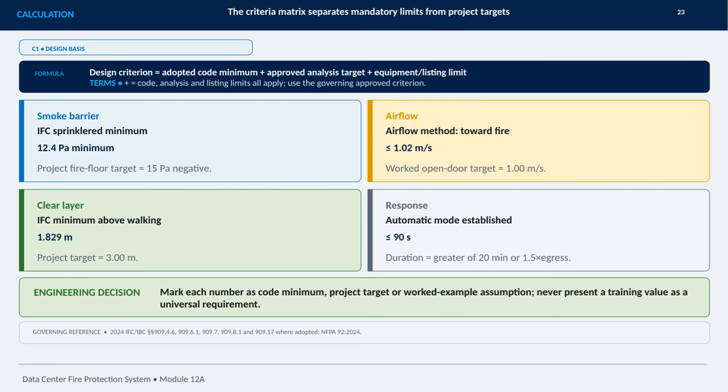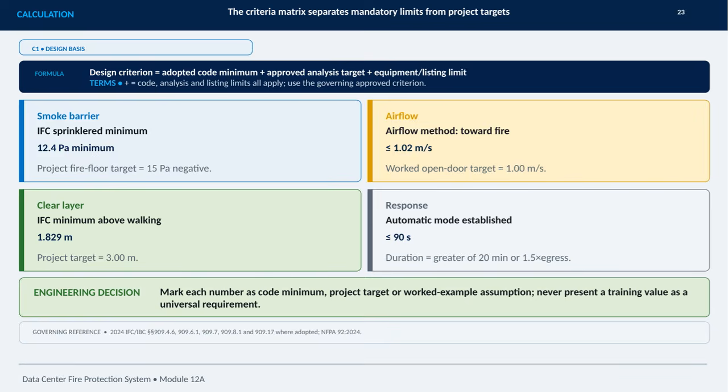For the smoke barrier, the IFC sprinklered minimum is 12.4 pascals, while the project fire floor target is 15 pascals negative. For airflow, the method is toward the fire, with a limit of 1.02 meters per second and a worked open door target of 1.00 meter per second. The clear layer requirement is 1.829 meters as an IFC minimum, compared with a 3-meter project target. The response criteria call for automatic mode to be established within 90 seconds. Duration is the greater of 20 minutes or 1.5 times the egress period.